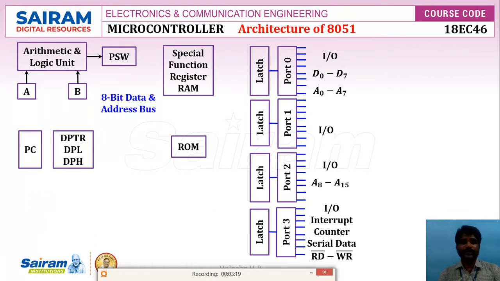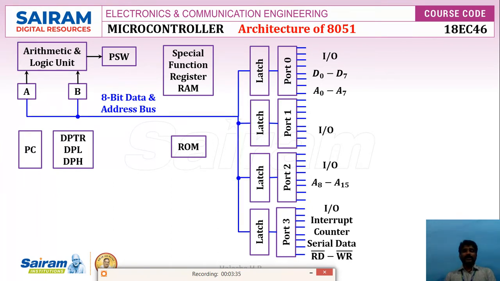Apart from this, the data bus and address bus are multiplexed. It has an 8-bit data bus, called the internal bus, and that bus is connected to the A register, B register, and all the ports. Why? Because we may receive data from ports and copy it to register A or B, or we can copy data from the A and B registers to a port. That is why it is connected to all the ports.